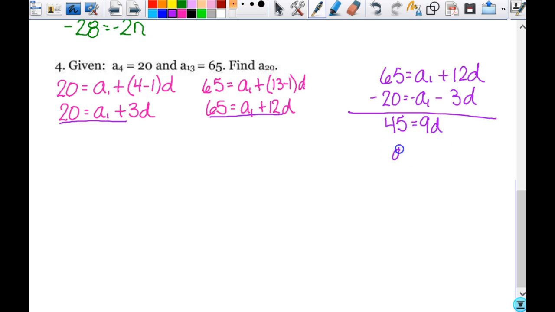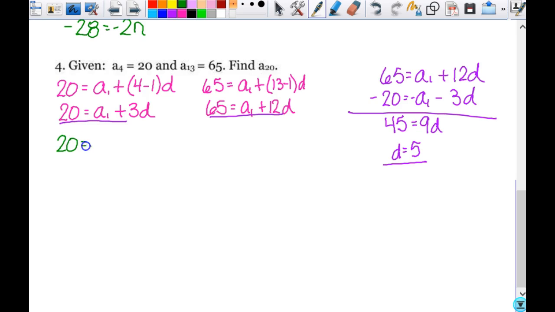So what does d equal? 5. Okay? So d is 5. Not my final answer, but I need d, right? I also need a sub 1. So how do I find that? I substitute it back in. Does it matter which one I substitute it into? No, I could even substitute it into that one if I wanted to, but I'm not going to. That's way too many negatives. I think we'll go with this one because the number's a little bit smaller.